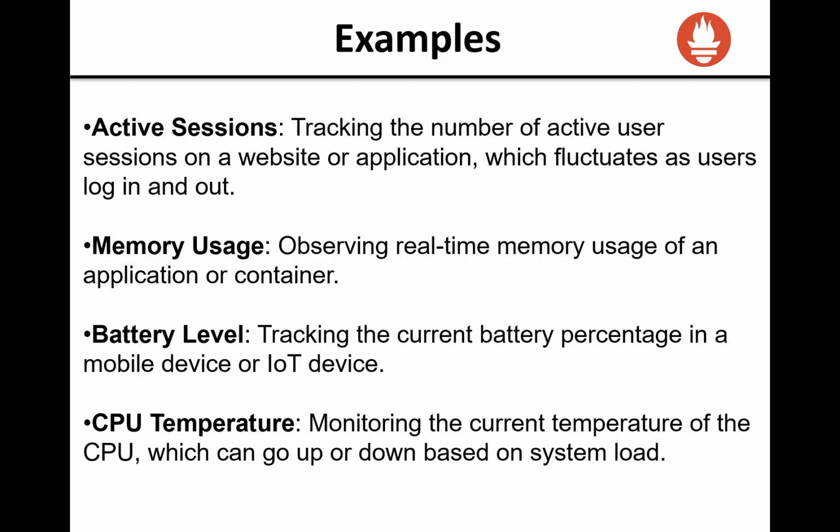The examples for the gauge are: first example is active sessions, tracking the number of active user sessions on a website or application, which fluctuates as users log in and out. Second example is memory usage, observing real time memory usage of an application or container. Third example is battery level, tracking the current battery percentage in a mobile device or IoT device. Fourth example is CPU temperature. It is used for monitoring the current temperature of the CPU, which can go up or down based on the system load.